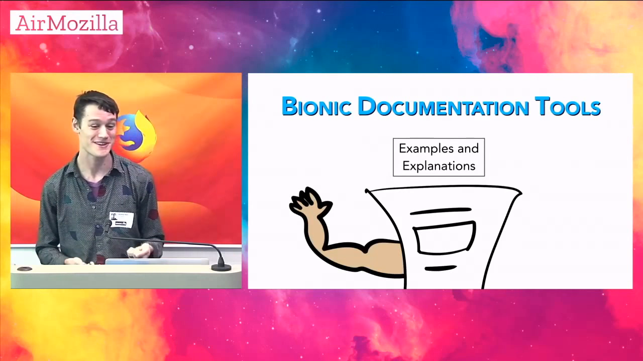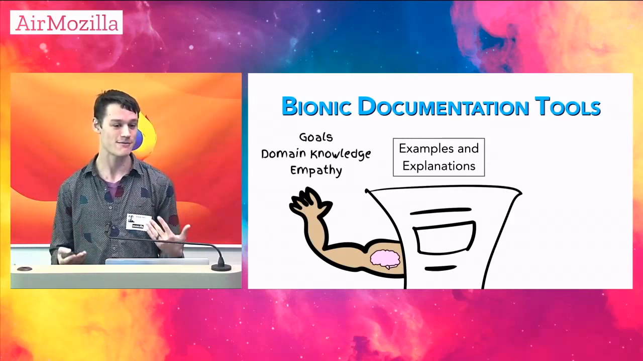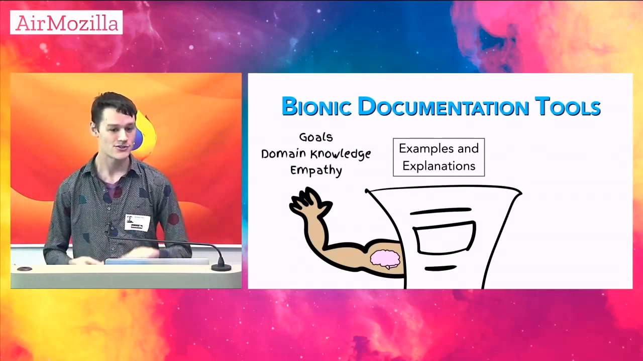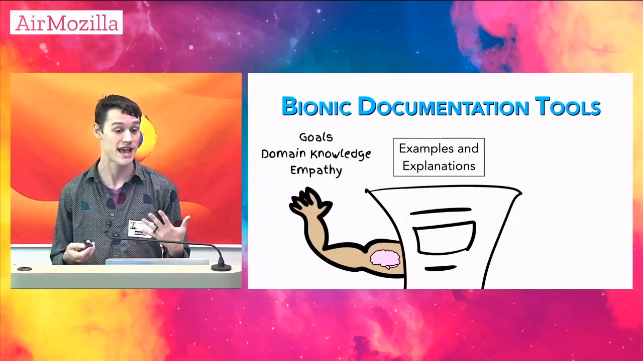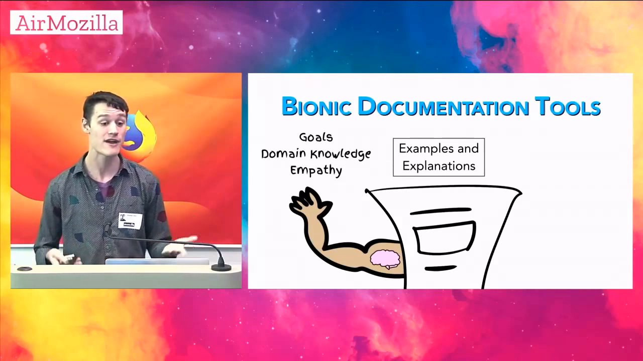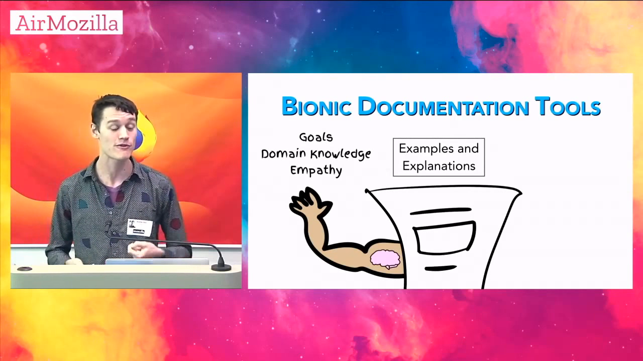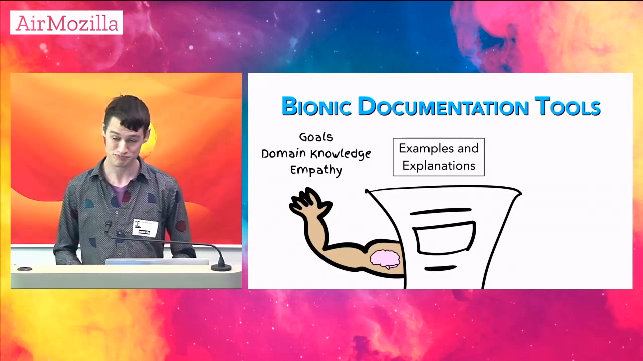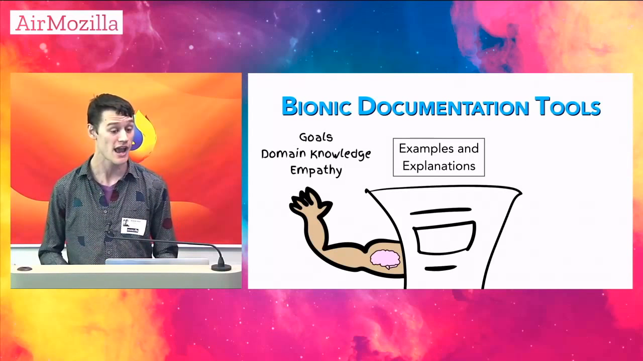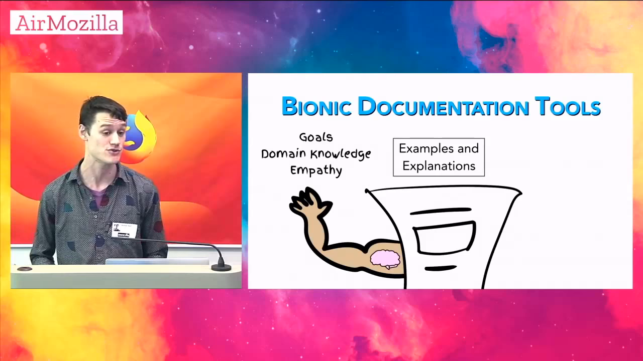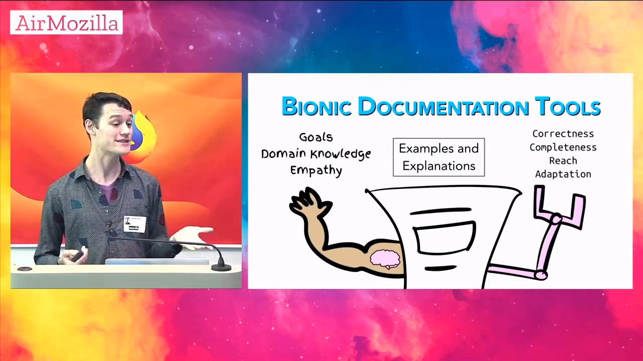The human insight part is very important. It's what brings the goals to documentation. What should I document? Domain knowledge. What do people need to know about, and how should I explain this in a way that's task relevant to them? And then this idea of empathy. Who's my audience? What details do I have to share with them so they're capable of getting up and running with this code? This human part is really important to producing documentation, and it's something that we're not going to get rid of anytime soon. The other part of bionic documentation is the automated side of it.